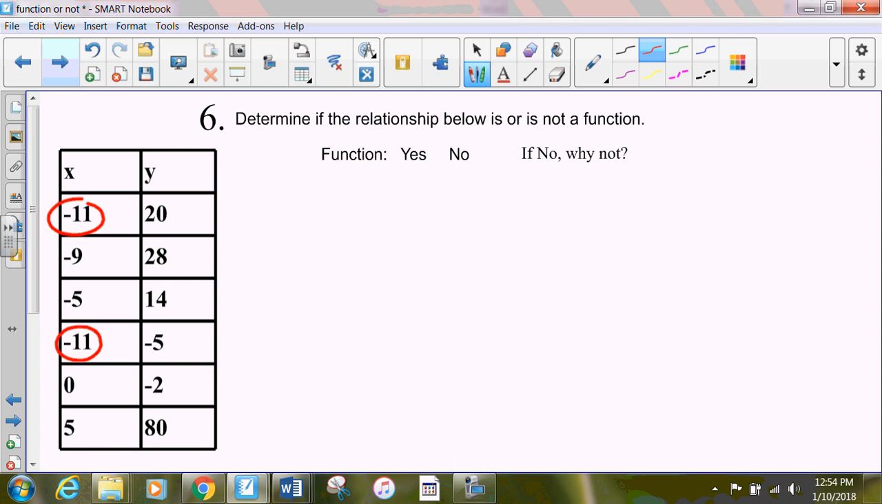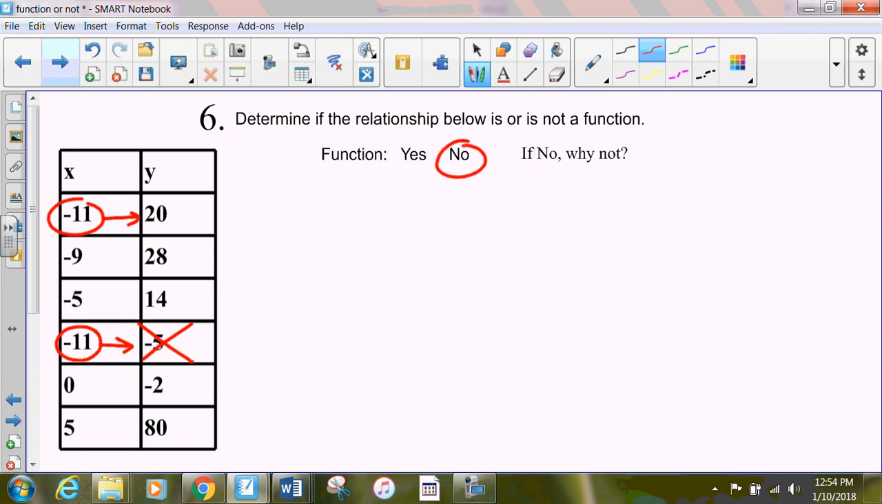When the input's -11 and the output is 20, when I see -11 again, that output better be 20 again within the same table. Obviously, if I'm looking at a different table, if the input's -11, the output's probably going to be different. But within the same table, they have to be the same. Because this is different, it is not a function.